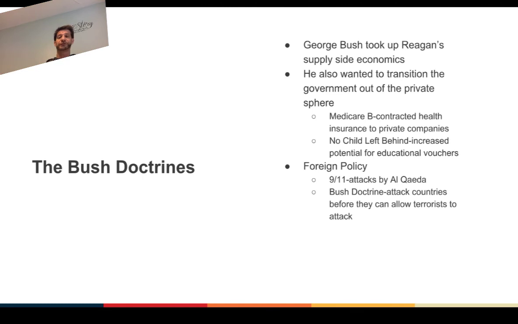He also wanted to transition the government out of the private sphere. For example, he passed something called Medicare B, which was meant to contract private health insurance companies. He also passed No Child Left Behind, which was an attempt to increase educational vouchers. This would allow parents to get tax cuts if they wanted to move their kids into a private school. Then, in the case of foreign policy, we had the 9/11 attacks by Al-Qaeda, and Bush passed the doctrine which allowed him to preempt any possibilities of countries using terrorists to go after us. And that, of course, led into the Iraq War.